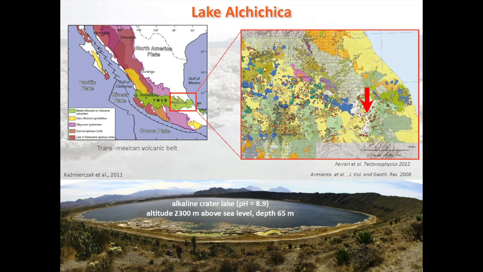So our model system is, as I mentioned before, Lake Alchichica, which is an alkaline crater lake located at an altitude of 2,300 meters above sea level in the Trans-Mexican Volcanic Belt here. It has a pH around 9, so alkaline, as I said. It is magnesium rich, and this explains why hydromagnesite, a hydrated magnesium carbonate, is the dominant mineral phase in these rocks. But you also find aragonite, which is one of the forms of calcium carbonate.